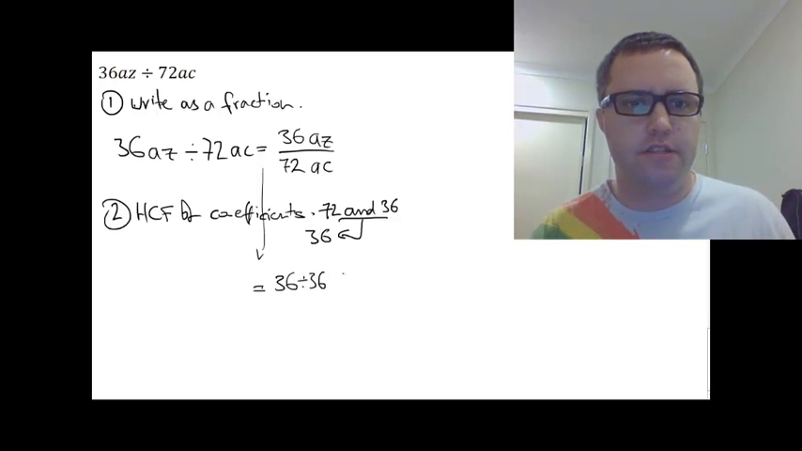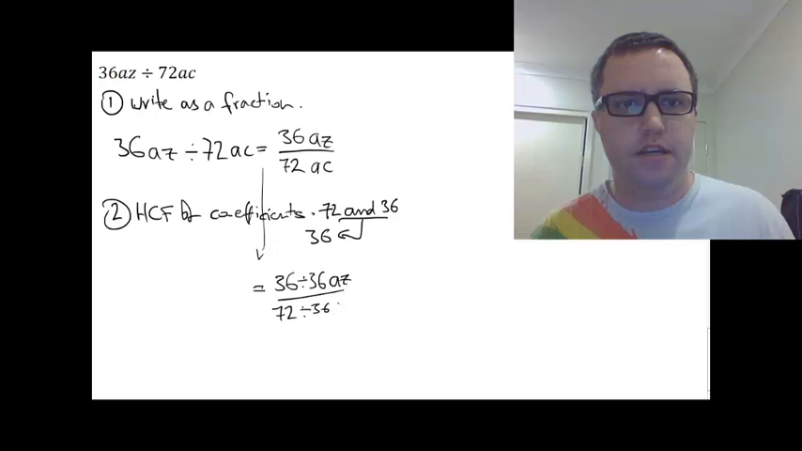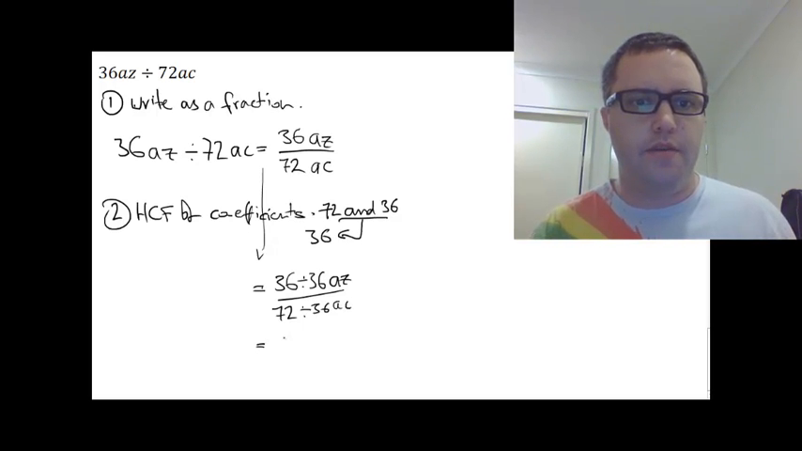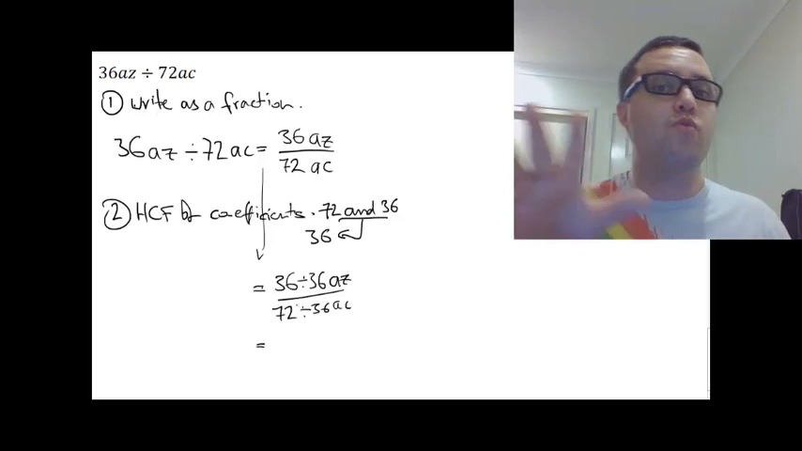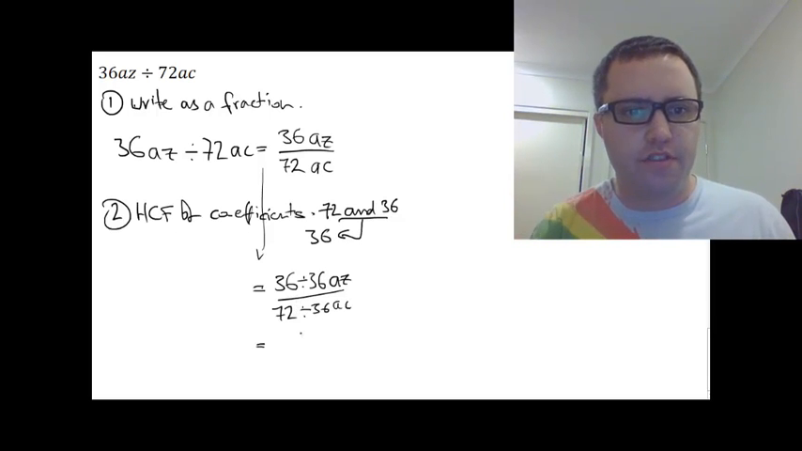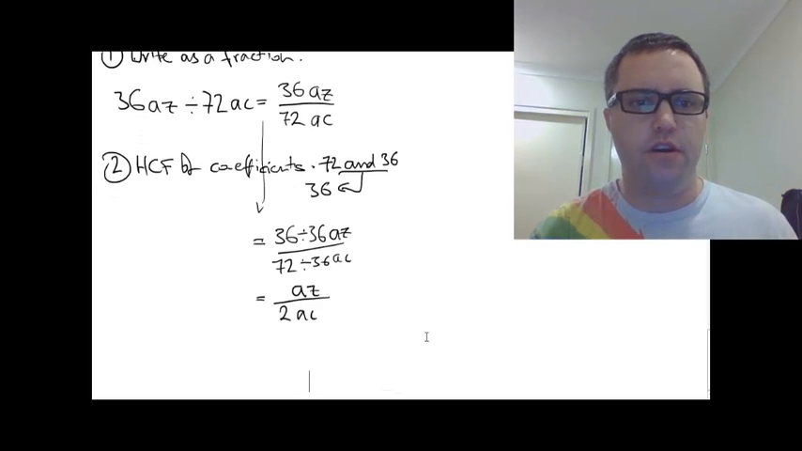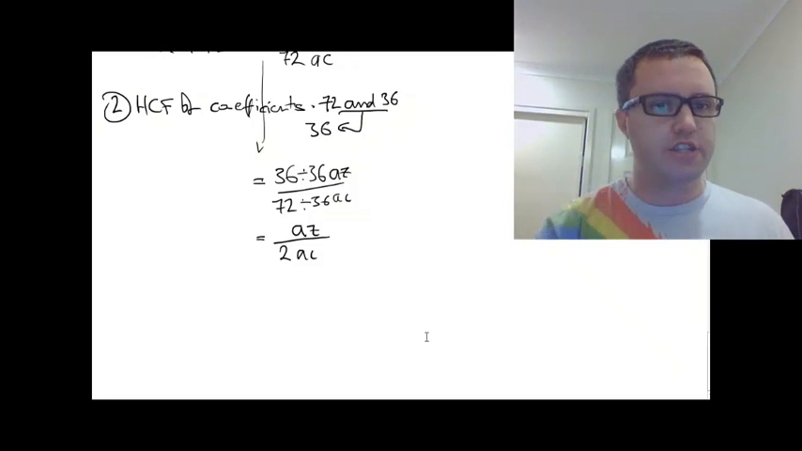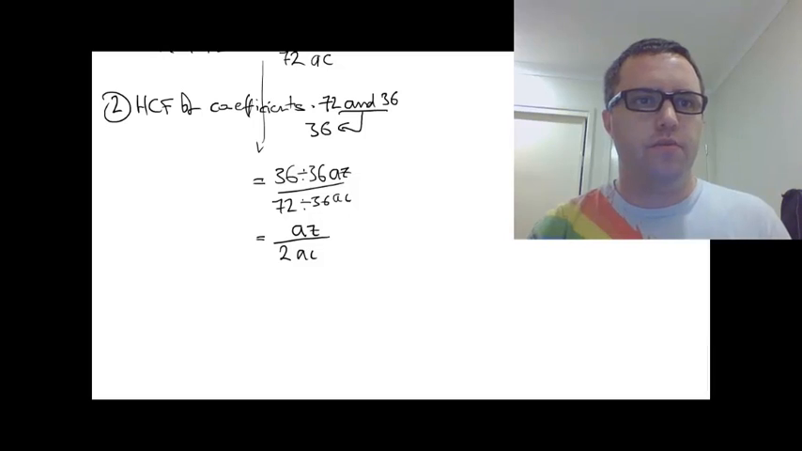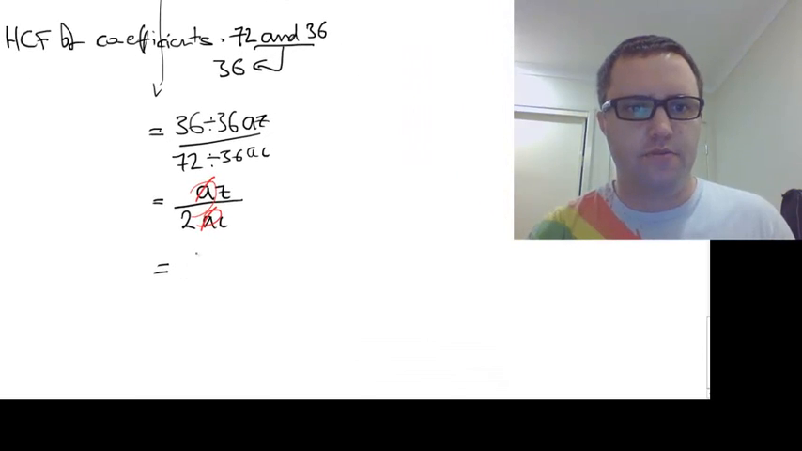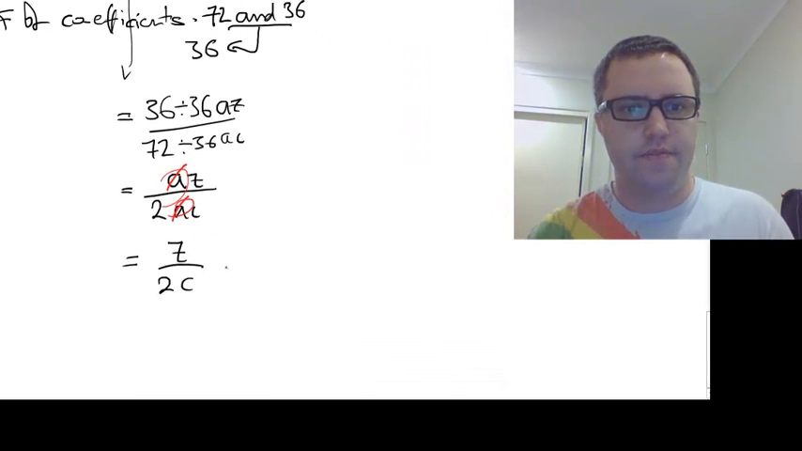36 divided by 36 AZ over 72 divided by 36 AC, and we end up with 36 divided by 36 is 1, and we don't write that because we don't need to, so all we have left on our numerator is AZ over 72 divided by 36 is 2AC. Now, as before, you can see that we've got the same letter on the top and the bottom of our fraction that only has multiplication in it. So we have an A here and an A here, so they can cancel each other out, and all we're left with is Z over 2C, and we're done.